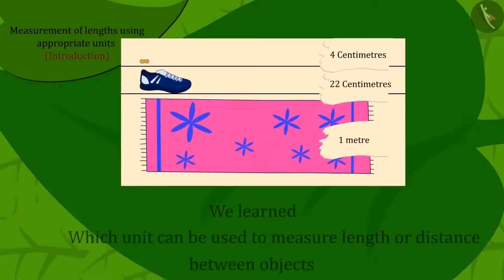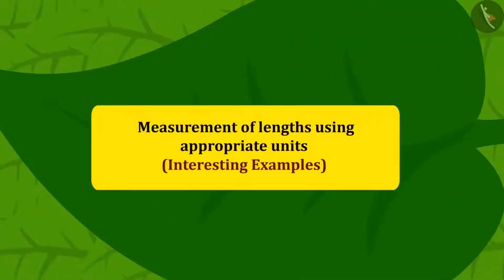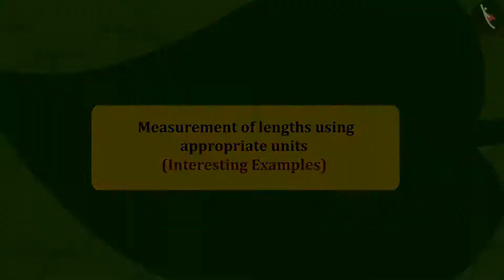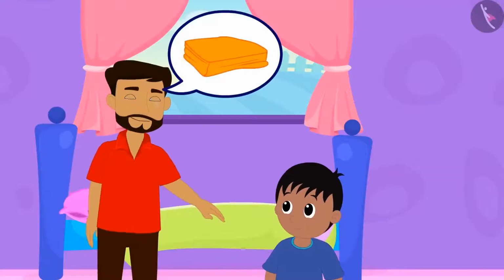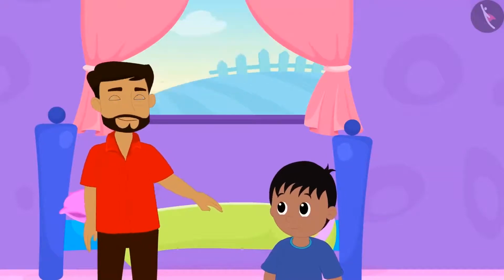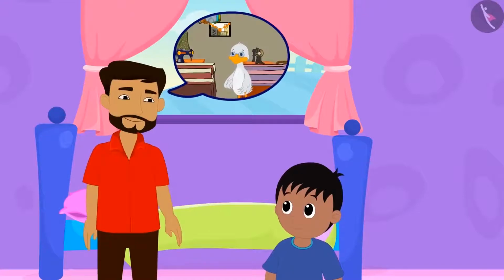In the previous video, we learned to use the appropriate unit to measure the length or distance between objects. In this video, we will learn more about it with some interesting examples. Raju's father asks him to bring a piece of cloth for his shirt from the duck uncle's shop.